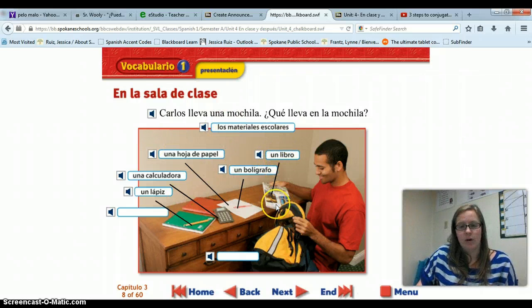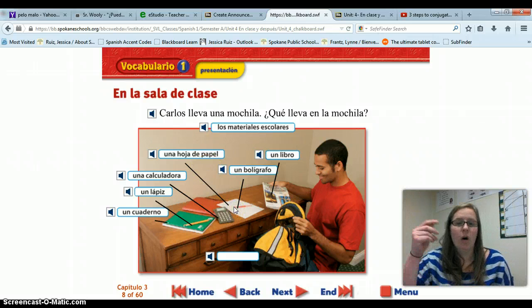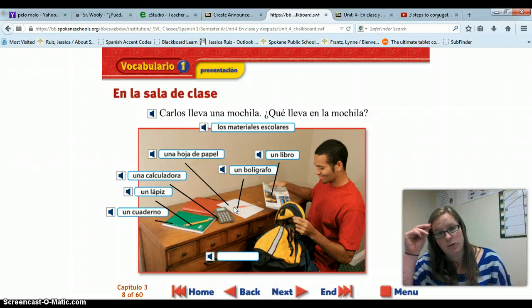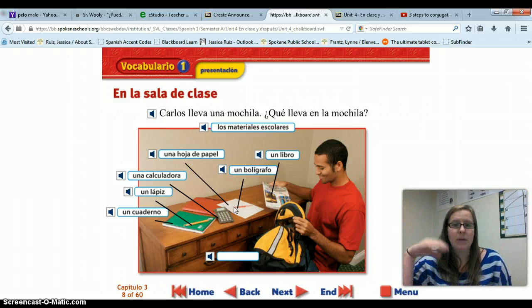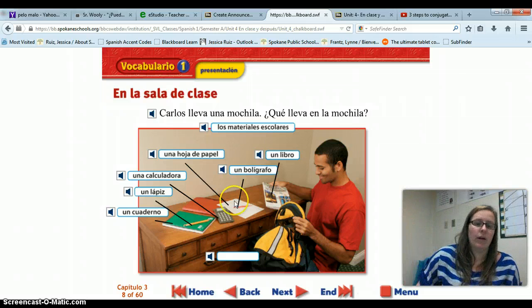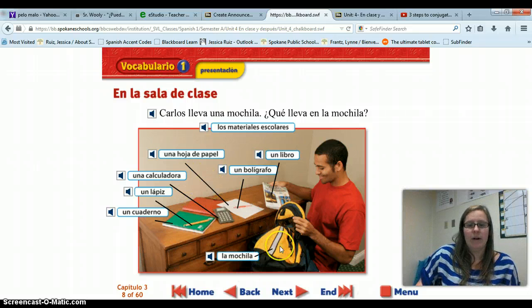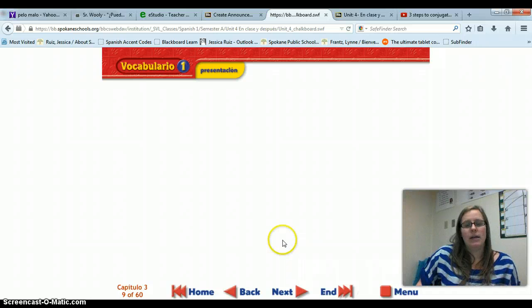He's got un libro, a book, un bolígrafo, a pen, una hoja de papel. So una hoja is a sheet, and papel is the actual paper. Una calculadora, calculator, un lápiz, a pencil, and un cuaderno, a notebook. And then finally we have la mochila here. Okay? So that is it, I think, for vocab 1.